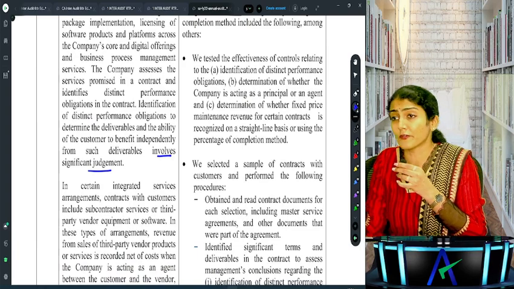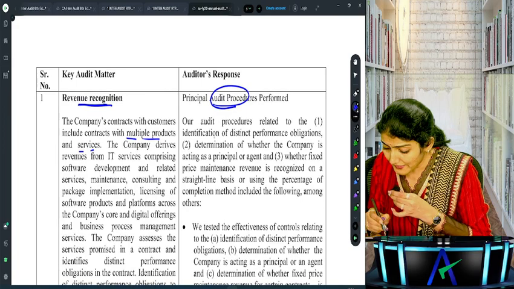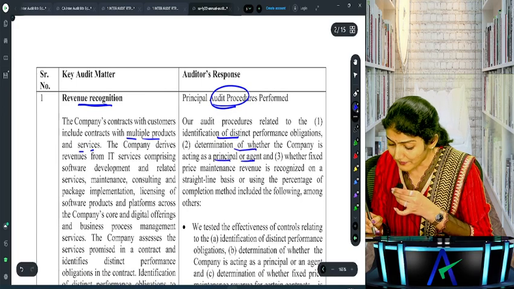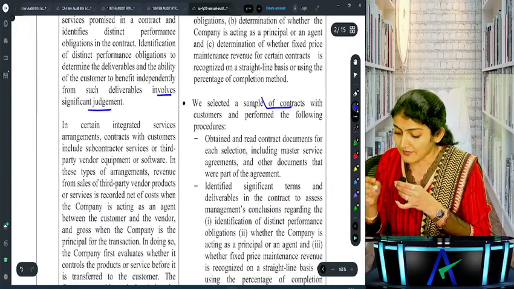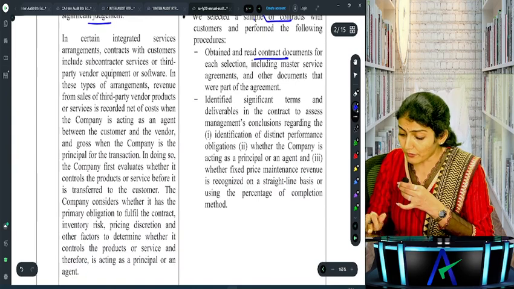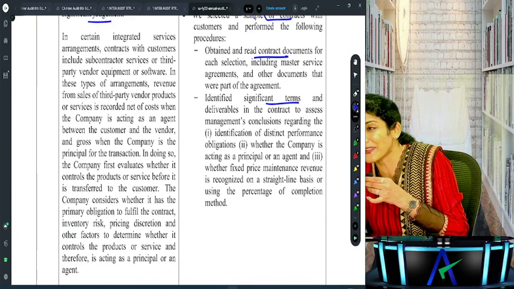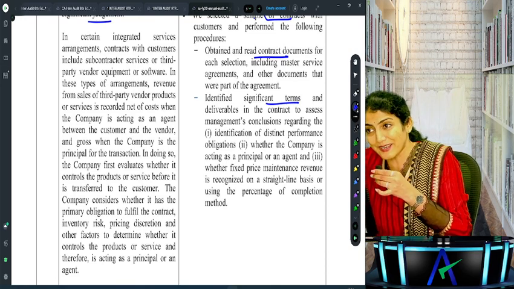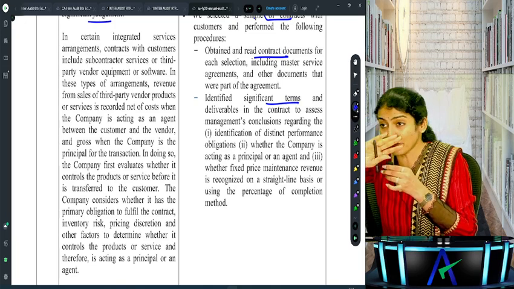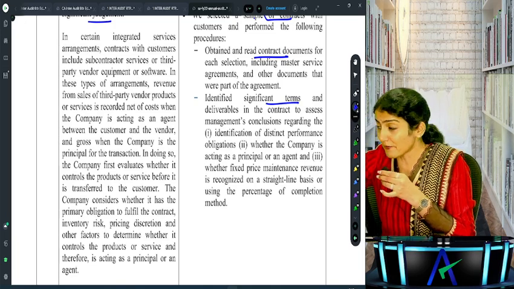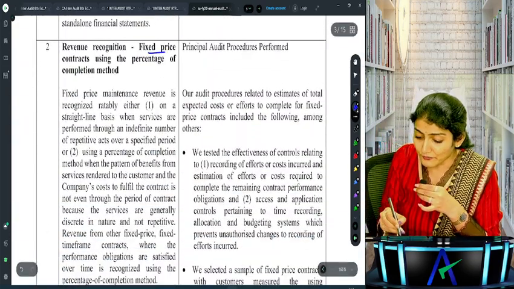They said it was very difficult. Then, auditor, what did you do? They said we did identification of the obligation, determining whether the company is acting as principal or agent. We tested the effectiveness of control. We selected a sample of contracts. We read the contract documents. We identified the terms. Is it interesting? Vouching, verification answer: how will you verify revenue of Infosys? Now, do I come to know that by reading the report of the Infosys auditor? That the auditor said revenue recognition was very difficult, and this is how we did the checking for the revenue. Then again it says revenue recognition for the fixed price contract.